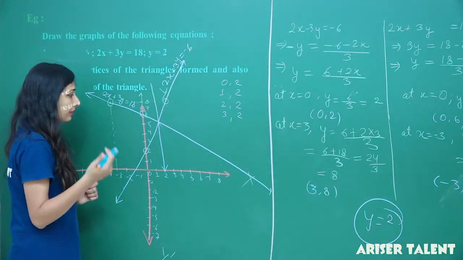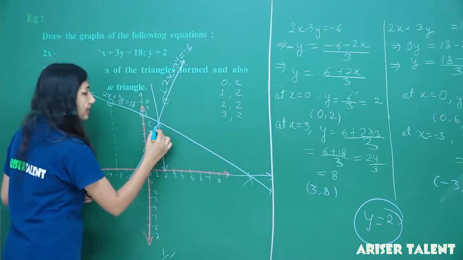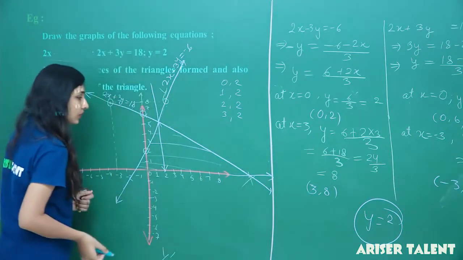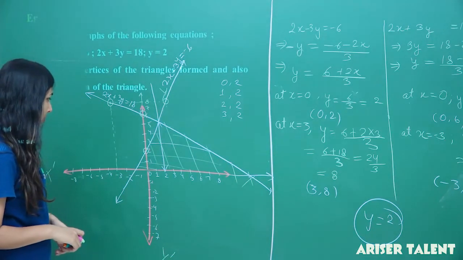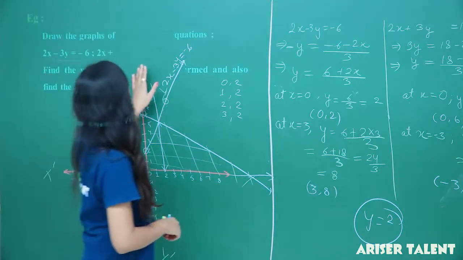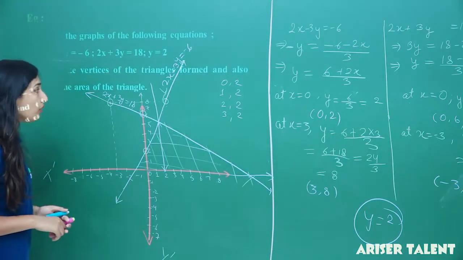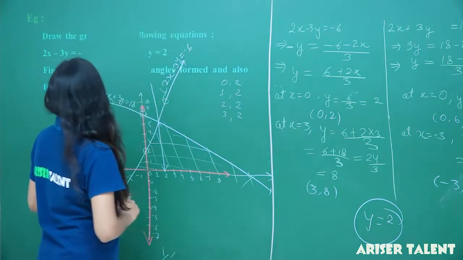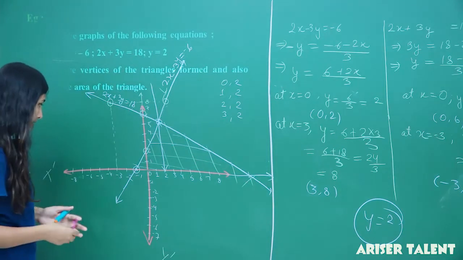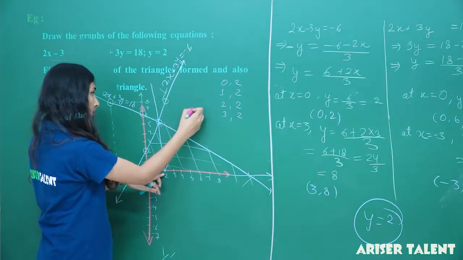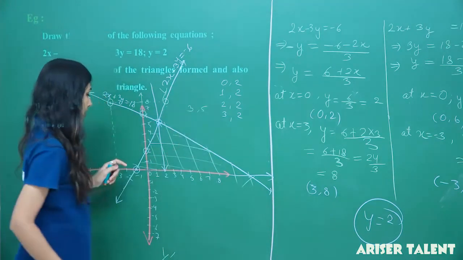Now students, what will we consider? We will be considering this area, this complete area. Now we have to find this area. This is a triangle formed by these lines. So we are making the following question: find the vertices of the triangle formed and also find the area of the triangle. Now I have to find this area and I have to find the vertices. These are the vertices. So can I take this like minus 1, 1, 2, 3 blocks here and 1, 2, 3, 4, 5. This is the fifth block.